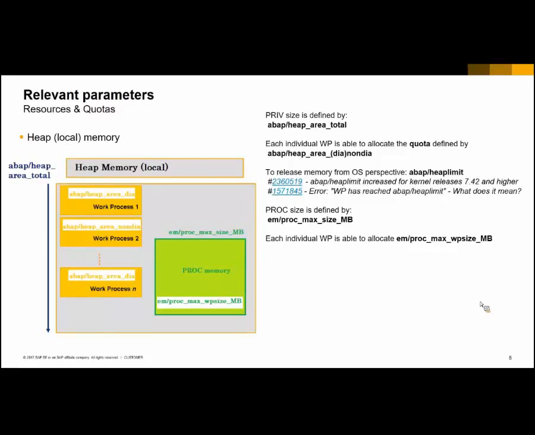Proc memory is memory that is allocated in the operating system. This memory consumption is also local to each work process, but in contrast to brief memory, it is used for data that is not bound to a specific user context, for example, temporary heap buffers. To limit proc memory consumption, you can use this profile parameter emproc max size MB, setting the maximum size of the proc heap memory that can be allocated by all work processes in total. The default value of this parameter is 0, which means unlimited. Parameter emproc max double P size MB defines the maximum allocation per work process.